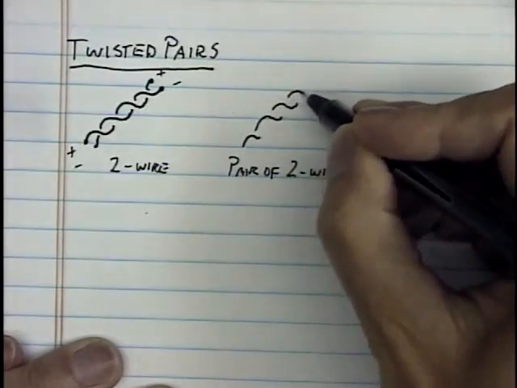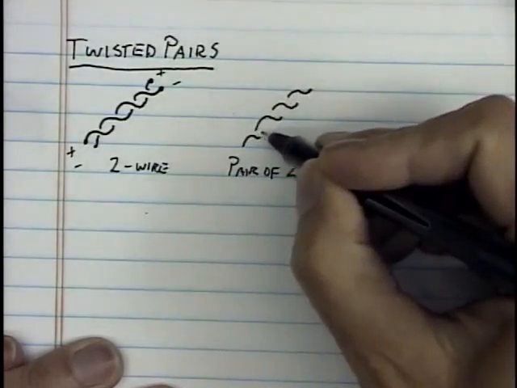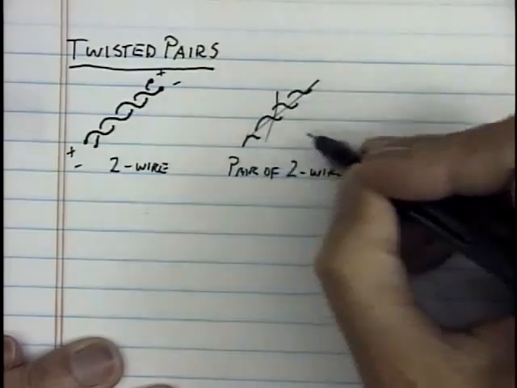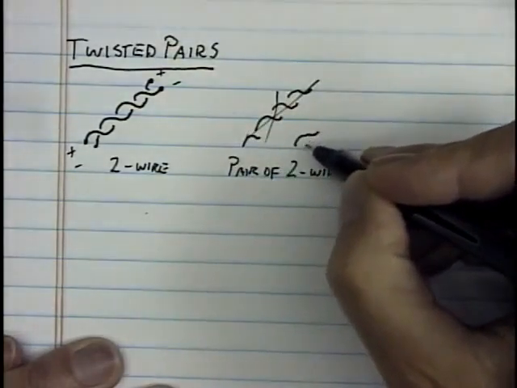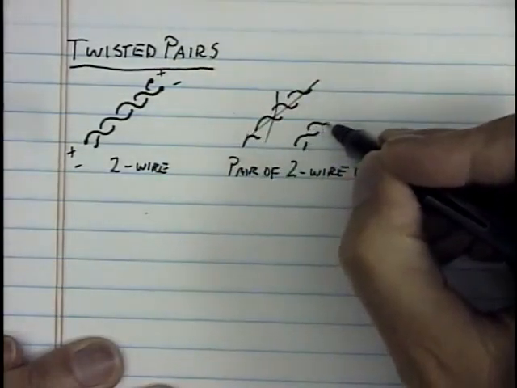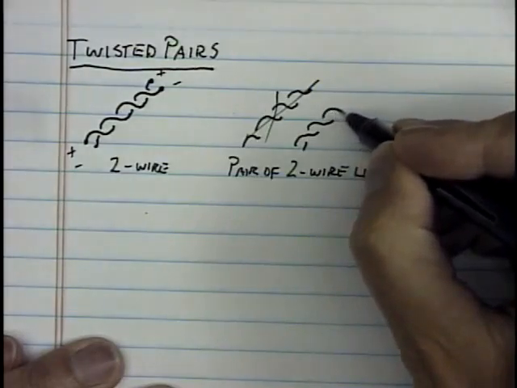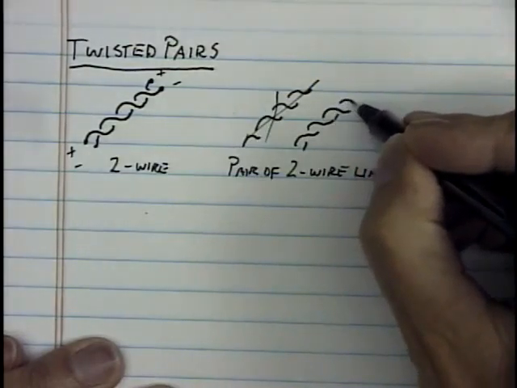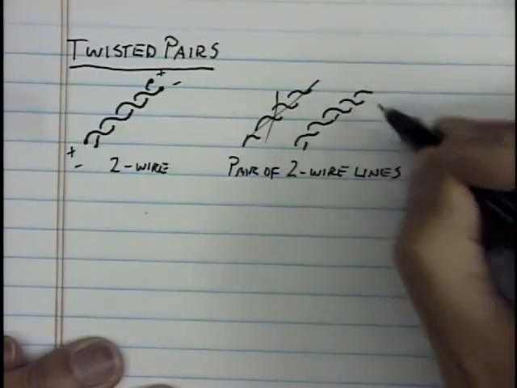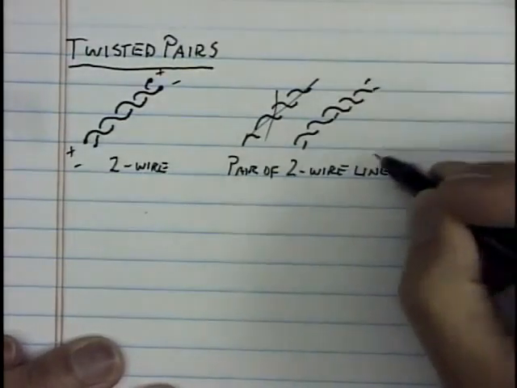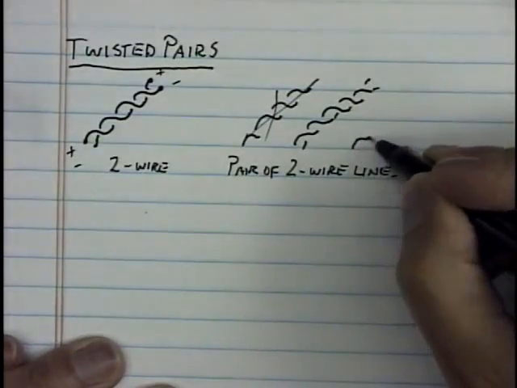Did I already blow it? Let me see if I can draw this thing. It takes a lot of practice to be able to draw a twisted pair of wires. There's one of them. And there's another one. I'm just going to try to redraw the same thing next to it.